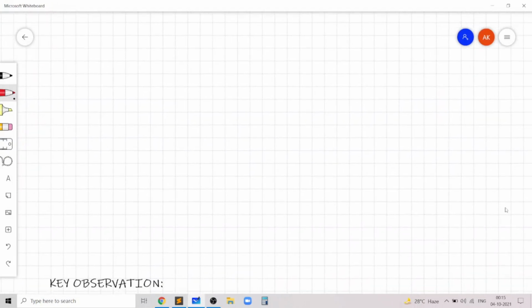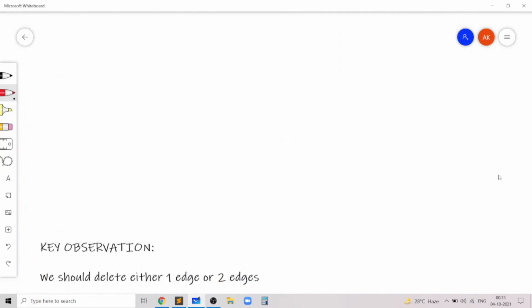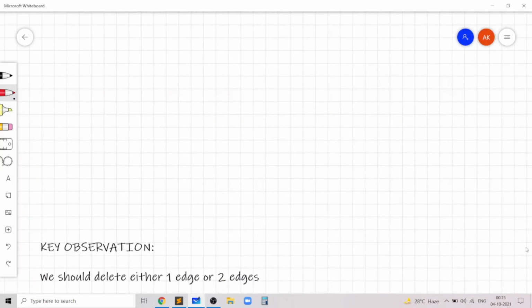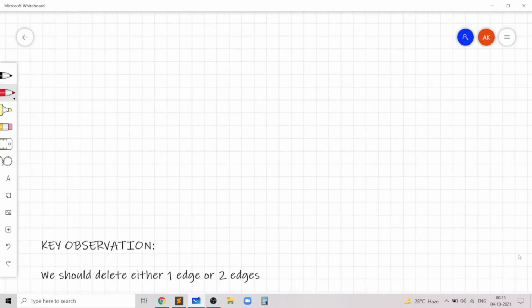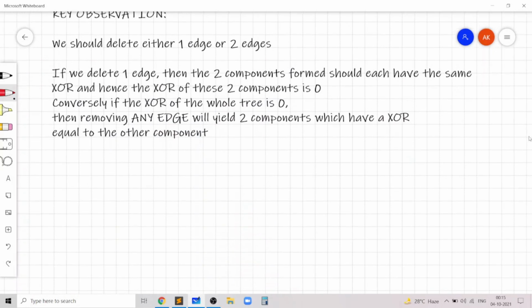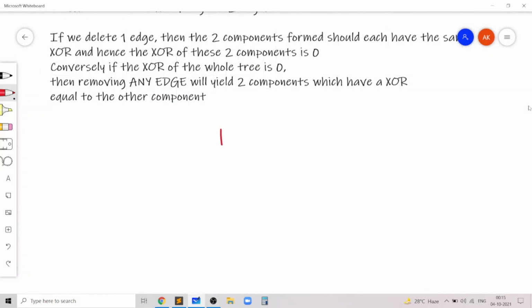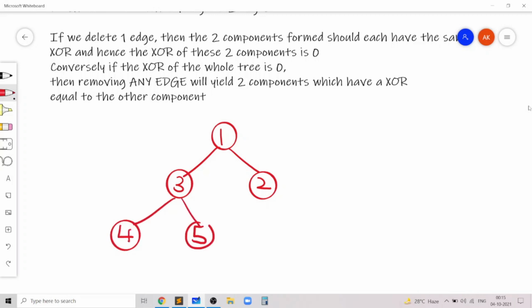So the first key observation required to solve this problem is that we need to delete either one edge or two edges. The reason for this is, let's take the first case when we delete one edge. When we delete one edge, we get two connected components. For example, let's say we have the tree with 5 nodes rooted at 1, and we delete the edge from 1 to 3. Then there are two connected components formed. The first contains nodes 3, 4, 5 and the second contains nodes 1 and 2.